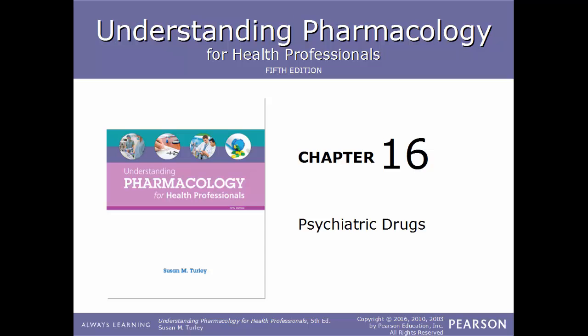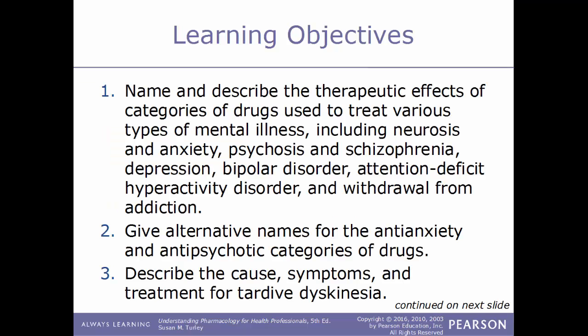In this video, we will discuss chapter number 16, Psychiatric Drugs. Learning objectives for this chapter: name and describe the therapeutic effects of categories of drugs that are used to treat various types of mental illness, including neurosis and anxiety, psychosis and schizophrenia, depression, bipolar disorder, attention deficit hyperactivity disorder, and withdrawal from addiction. Give alternative names for the anti-anxiety and antipsychotic categories of drugs.